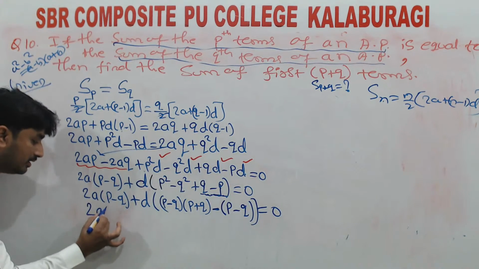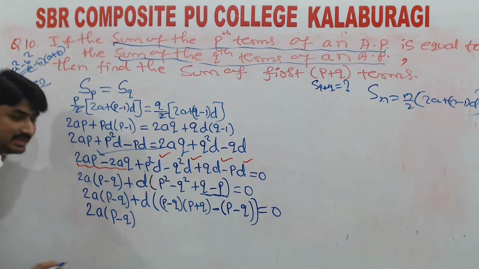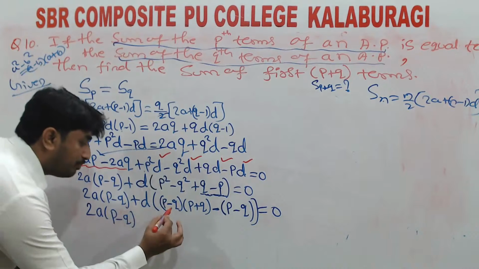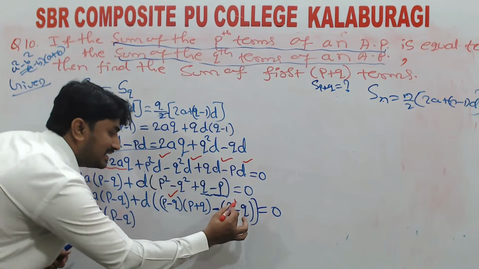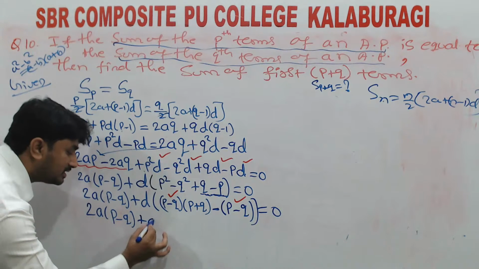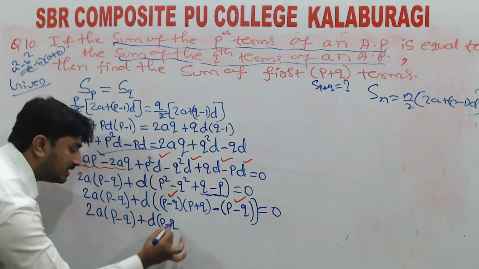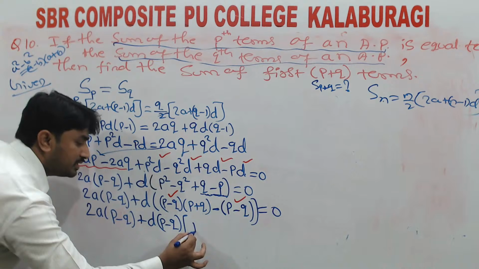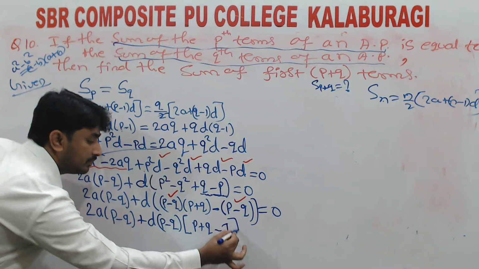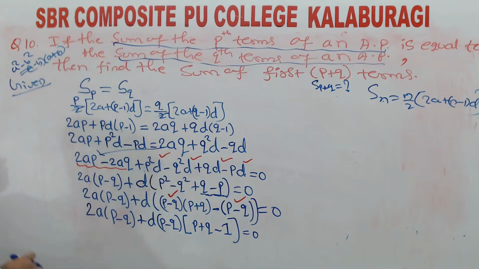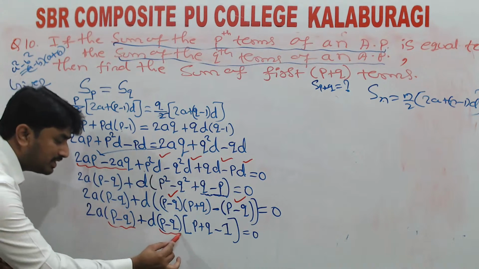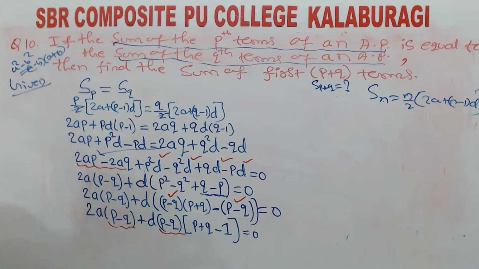Here 2a (p - q) as it is. Again, these two terms: the first term contains p minus q and the second term also contains p minus q. I am taking it common. The remaining term is d of (p - q), I am taking that common. The remaining term is p plus q, and here minus 1 is left, equal to 0. Again here p minus q is in the first term and p minus q is in the second term. I am taking it common.